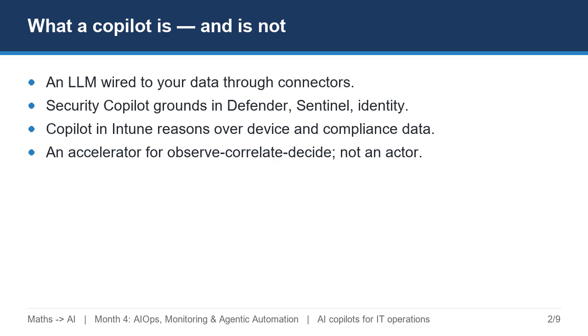First, what a copilot actually is. It's a large language model wired to your data through connectors. Security Copilot grounds its answers in your Defender, Sentinel, and identity signals. Copilot in Intune reasons over your device, configuration, and compliance data. The key point: a copilot is an accelerator for the observe, correlate, and decide stages from Lesson 1. It is not an oracle, and it is not an autonomous actor. The act stage stays yours.